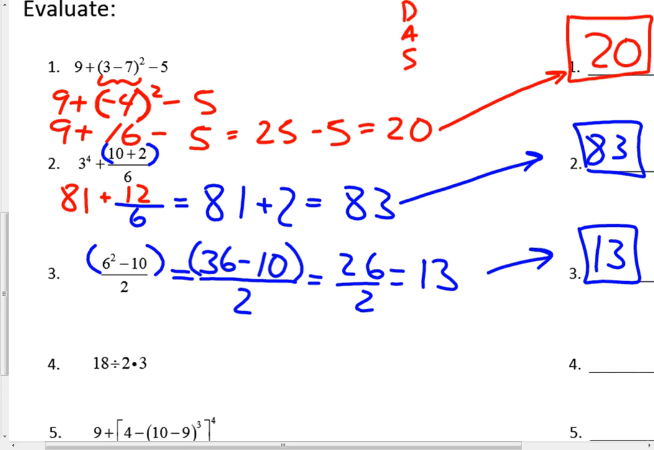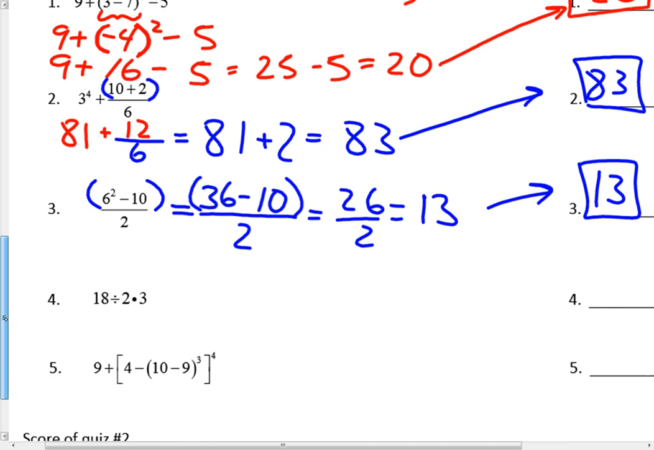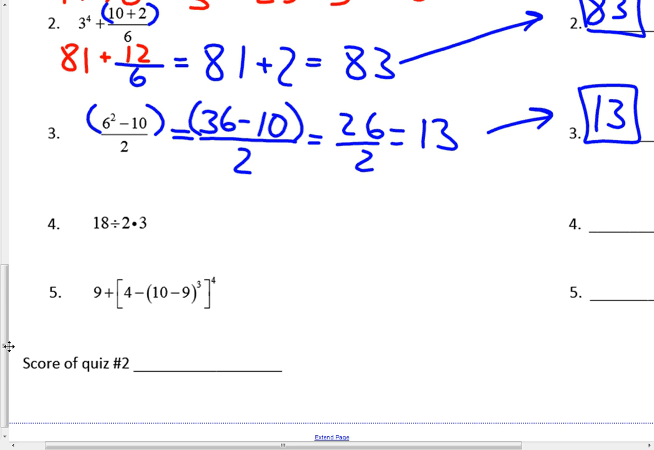13. Multiplication is not more important than division. So for this, I just go from left to right. I do 18 divided by 2. Then I do times 3.